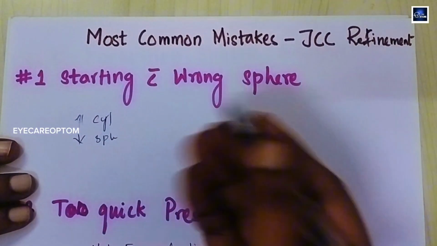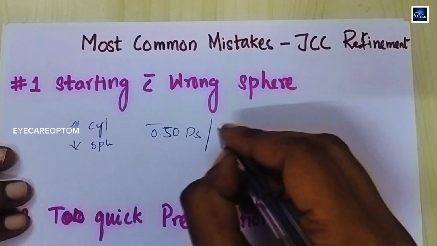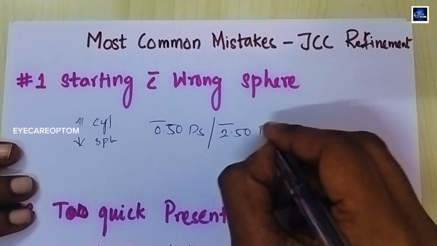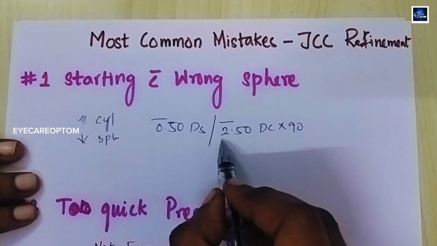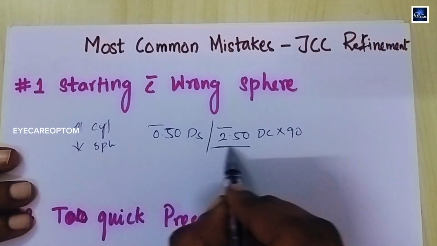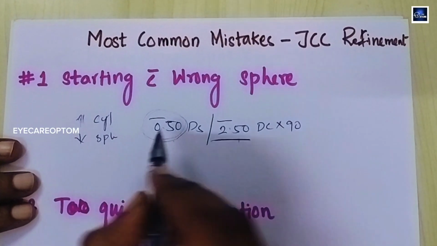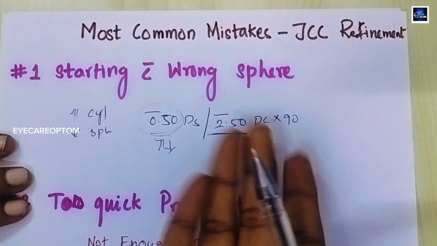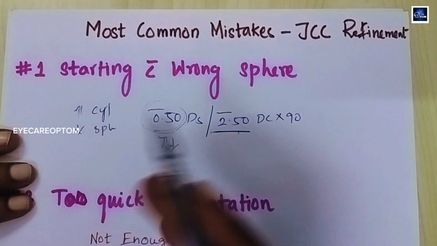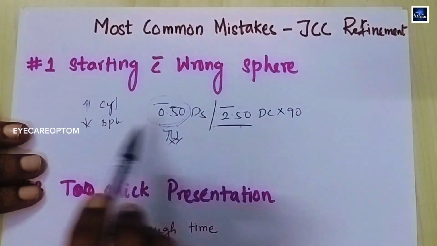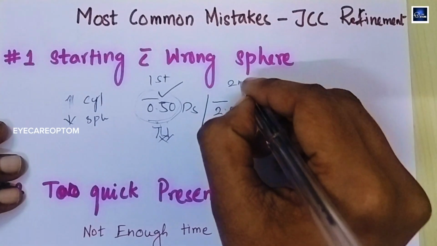Let's say for example, we have a patient with a power of minus 0.50 diopter spherical with minus 2.50 diopter cylinder at 90 axis. In this situation, we usually rush to refine that 2.5 cylindrical and we fail to focus on this 0.5 spherical, and this spherical might need to be higher or lower. Since we didn't check that first, we are starting with the wrong sphere. This will lead to inaccurate results. So it is very important to optimize your sphere first, then go for a cylinder.